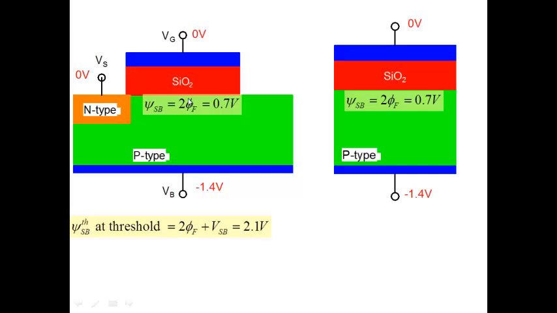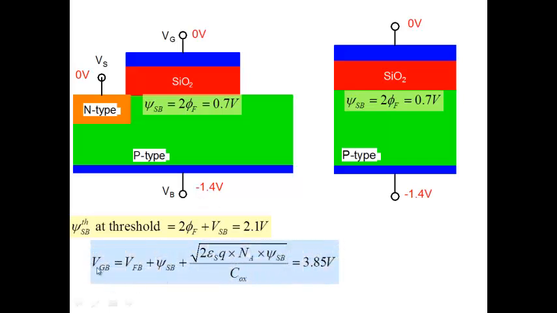I have no inversion charge. Absolutely no inversion charge here. While here I will have inversion charge. Inversion has started here, while here inversion has not started. How much voltage do I have to apply? Well, the first thing is, in this case, if you apply a sufficiently large negative voltage, you will create inversion. In this case, you may apply any amount of negative voltage. You will never create inversion.